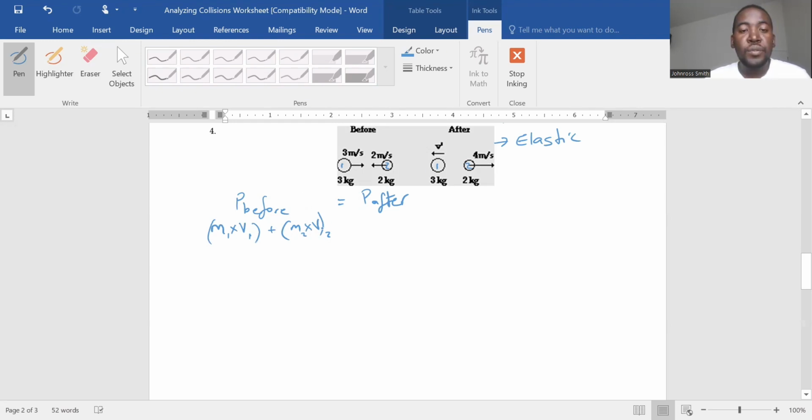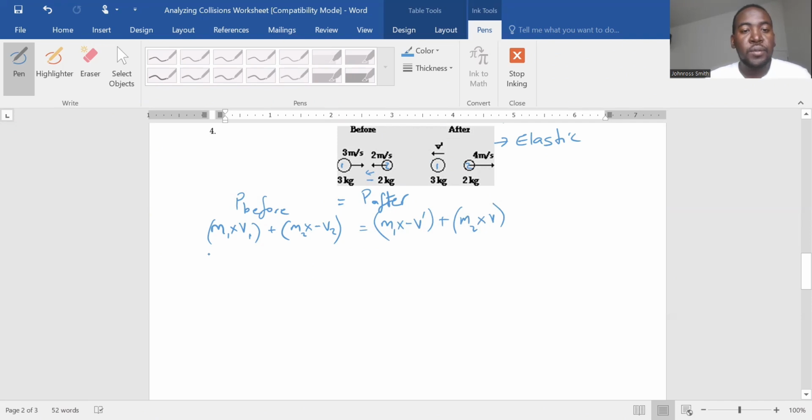Right? But if you notice, velocity of 2 is going to the left. And remember, going to the left means we have a negative direction. So therefore, it would be a negative v2 in that case. And that's equal to the mass of m1, and m1's velocity is also going to the left, so that's a negative v', plus m2 is going to the right, so that's a positive v.